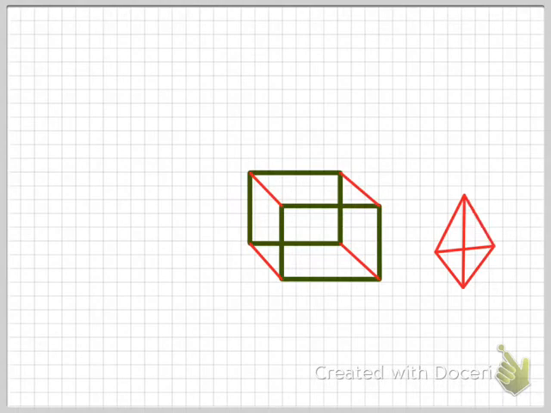If that is a pyramid, I mark it wrong. What is that object? That is a triangular pyramid. Why is it a triangular pyramid? Because the base is a triangle. Does that make sense? Okay.